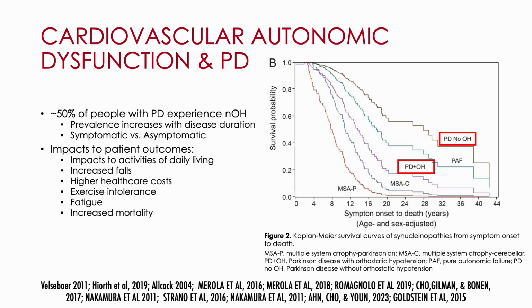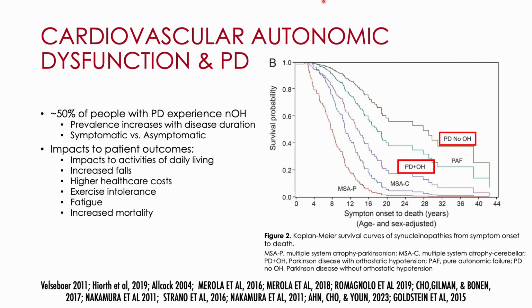The prevalence of neurogenic orthostatic hypotension has been estimated anywhere between 30 and 60%, with a common estimation of about 50% of people with Parkinson's disease. The presence of neurogenic orthostatic hypotension increases with disease duration and can be present even in the absence of symptoms.